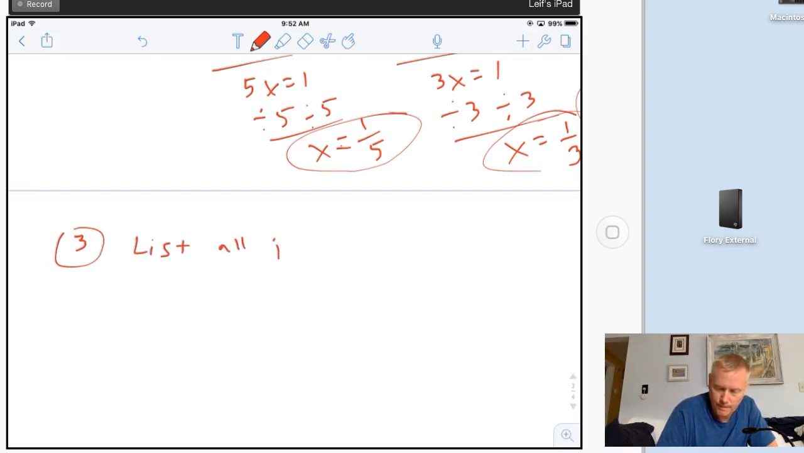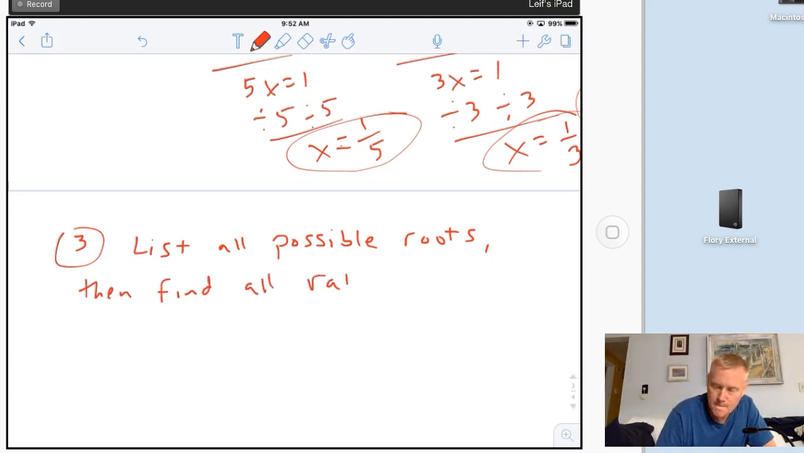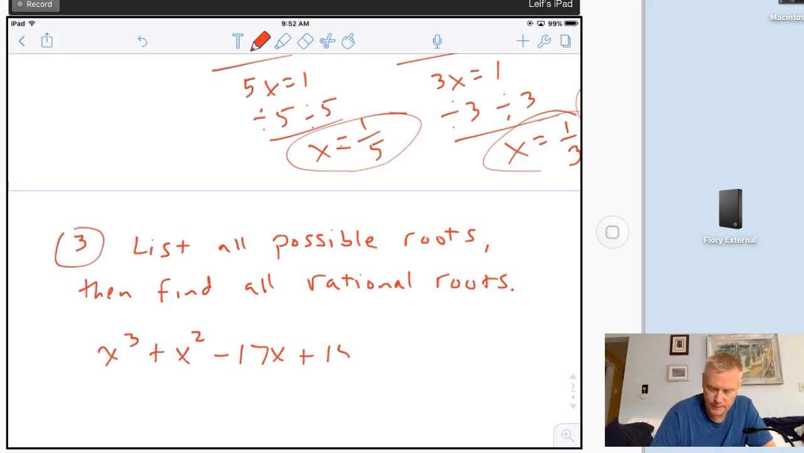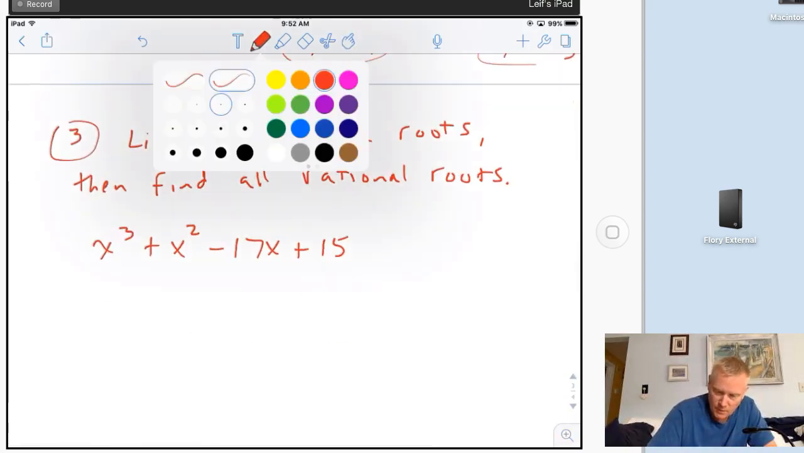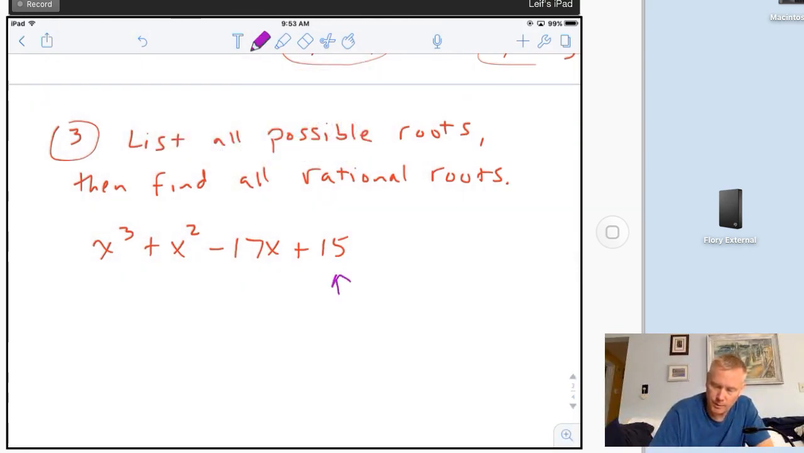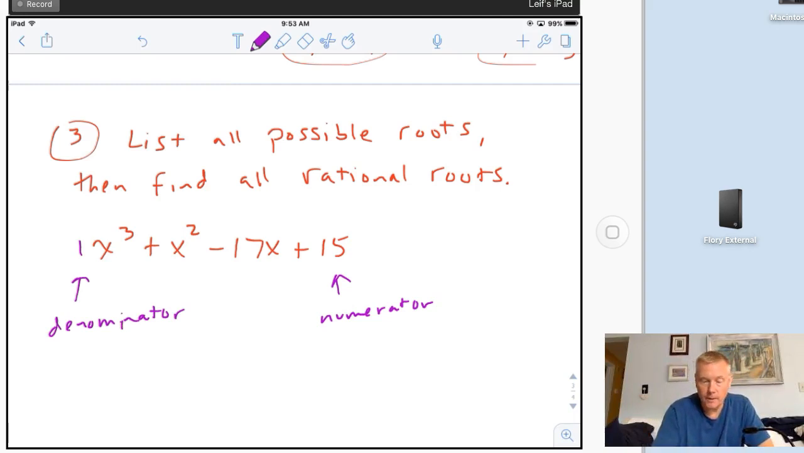List all possible roots. Then find all rational roots. And the equation is x to the third plus x squared minus 17x plus 15. Okay, so the factors of that will be the numerator, and this will be the denominator, remembering that there's a 1 in front of that x cubed implied, okay?